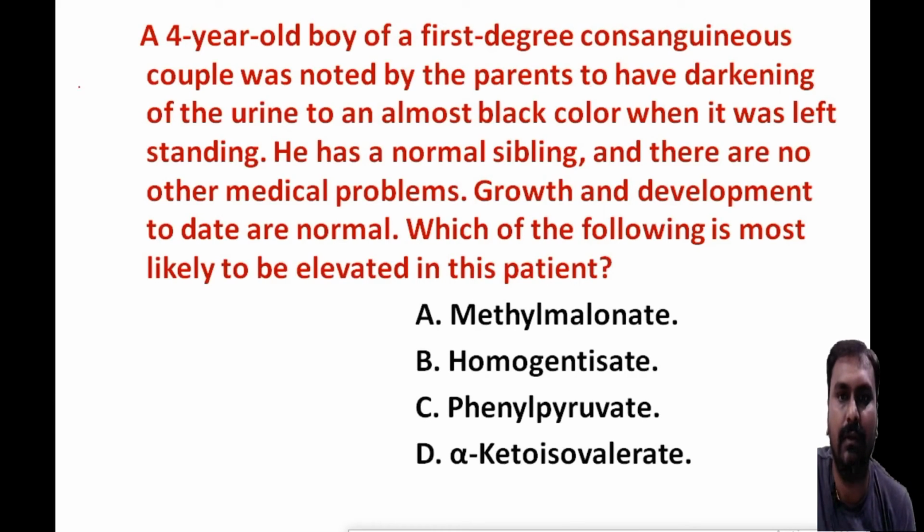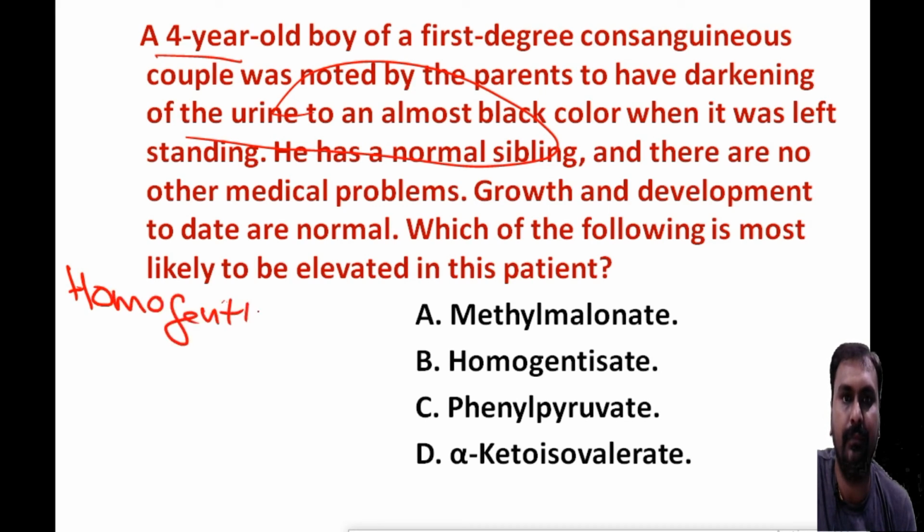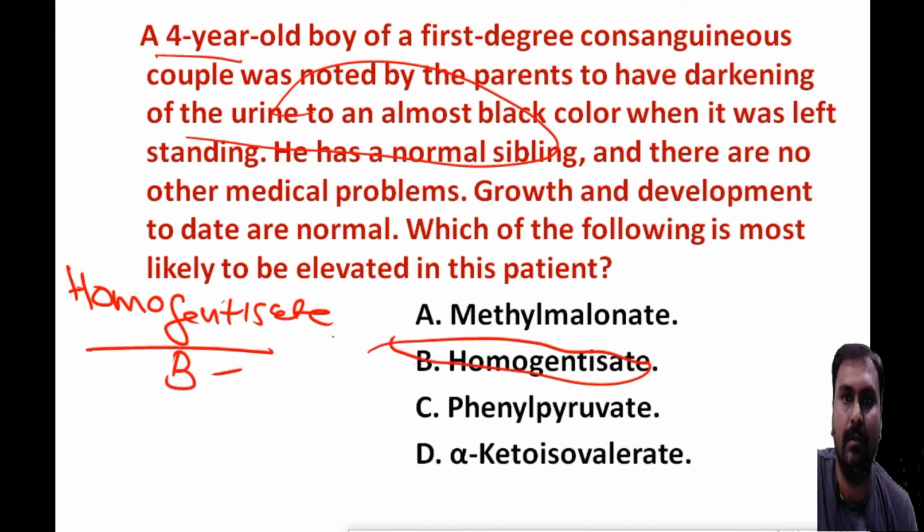So let me see one more case. A 4-year-old child has black color urine. Okay. Growth and development are normal. Which substance can be accumulated? Here black color urine is because of homogentisate, and the enzyme deficiency is homogentisate oxidase. So this is your answer B. Methylmalonate will be accumulated in vitamin B12 deficiency. Phenylpyruvate in phenylketonuria, and alpha keto isovalerate in maple syrup urine disease. Okay.